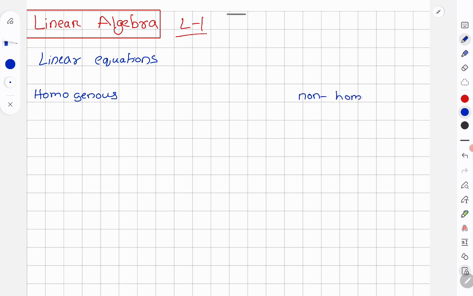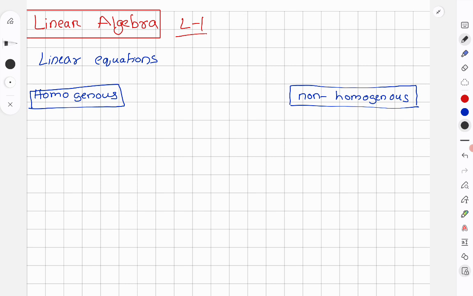Can you tell me what's the difference between homogeneous and non-homogeneous, as we discussed last class in calculus 1? It's the same concept as in calculus, I assume. Homogeneous does not have a constant in the equation, so the constant term will be equal to 0. Non-homogeneous has a constant, so the constant term is not equal to 0. Okay, that's a good difference.